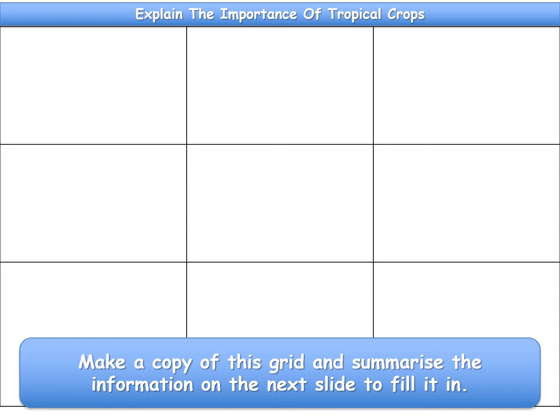Okay, so now we're going to kind of just recap and summarise the information that we need to know about the importance of the tropical crops. What you're going to do for this is you're going to make a copy of this grid and then you're going to summarise the information on the next slide in order to fill it in. Now we're not going to write all of the information, we're just going to kind of take the key points so you have a really nice grid at the end of it. If you're not a grid person, you can do it as bullet points, that's totally fine, or if you would prefer it as a mind map, you can do it that way as well. It's entirely up to you how you choose to structure it, but you're going to need to have some key bits of information. So set up however you're taking your notes and then move to the next part of the lesson to fill it in.